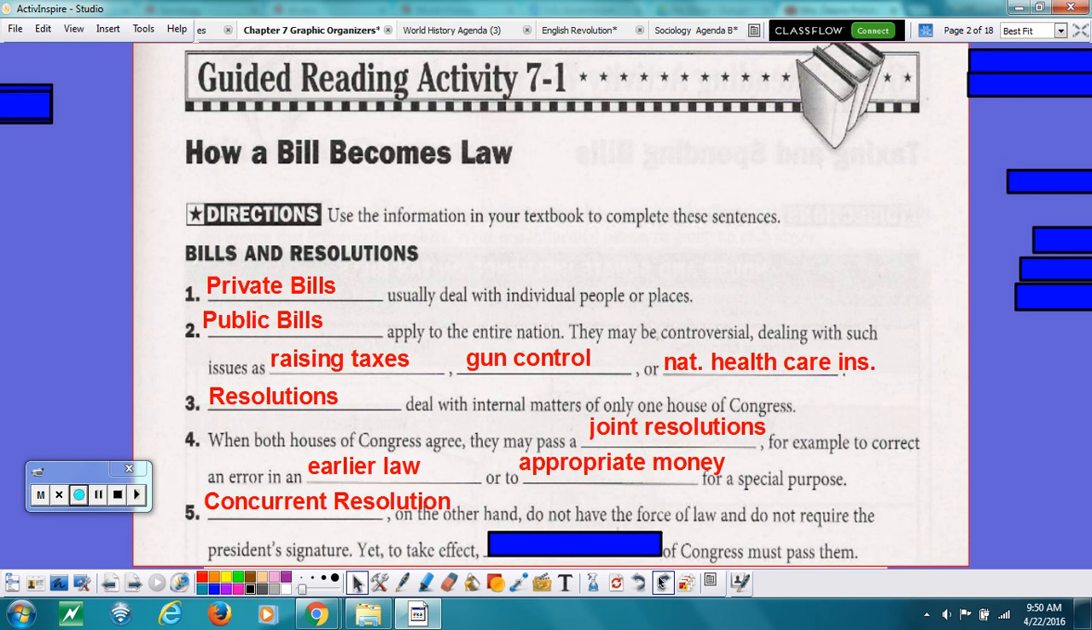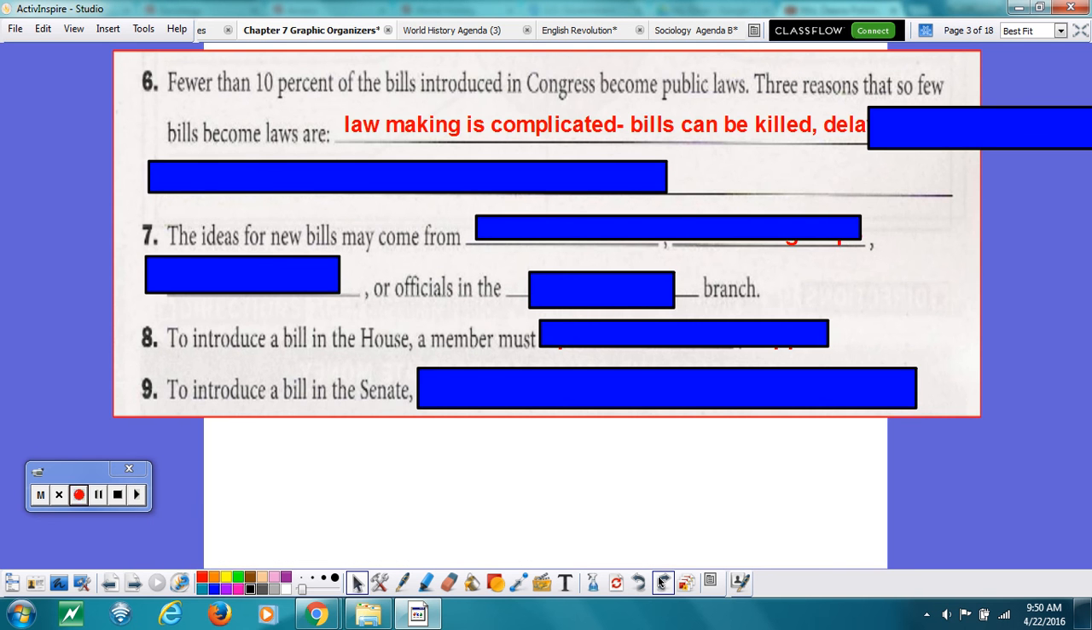This does not have the force of a law, and it doesn't require the president's signature to take effect, but it does impact both houses of Congress because they would both have to pass that piece of legislation. All right, number 6. Fewer than 10% of the bills that are introduced before Congress ever become public law, and there are some reasons for that.